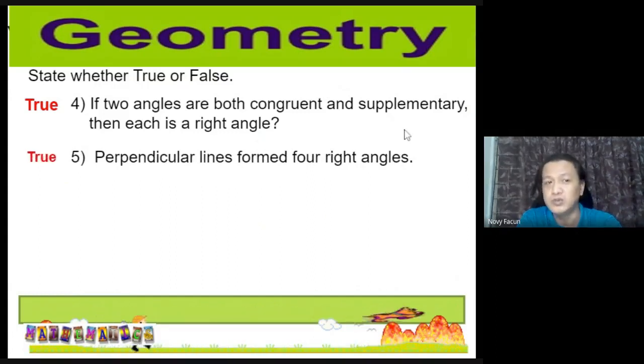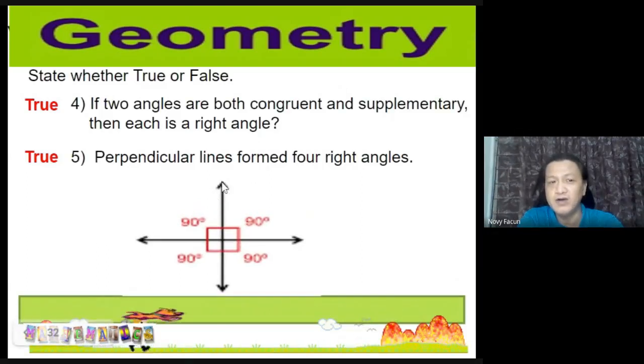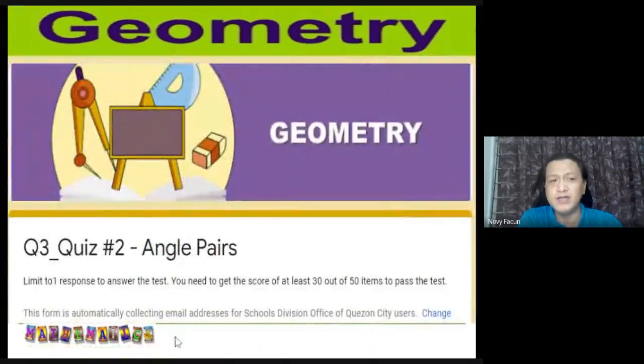That is also true. So ito yung figure natin. Now, if you're going to draw two lines that form a vertical line, I mean two perpendicular. Kaya magkakaroon tayo ng four right angles. That is 90 degrees. And with that, you are going to answer the quiz number 2 for angle pairs.